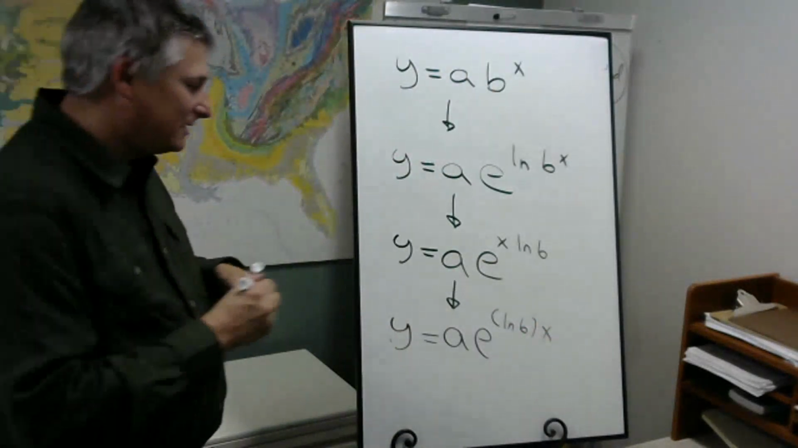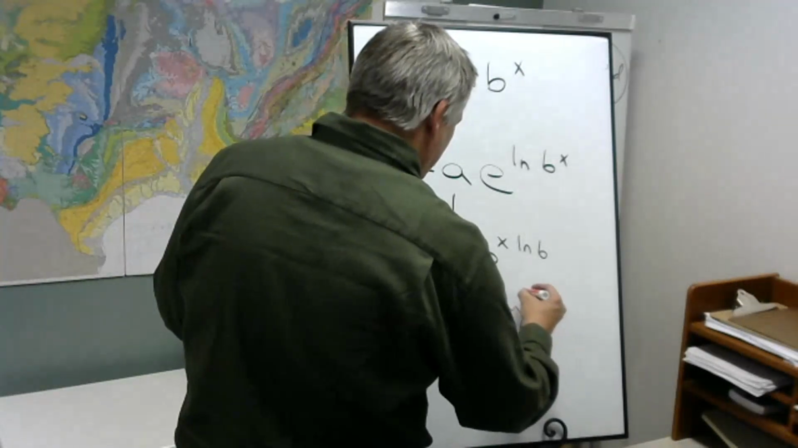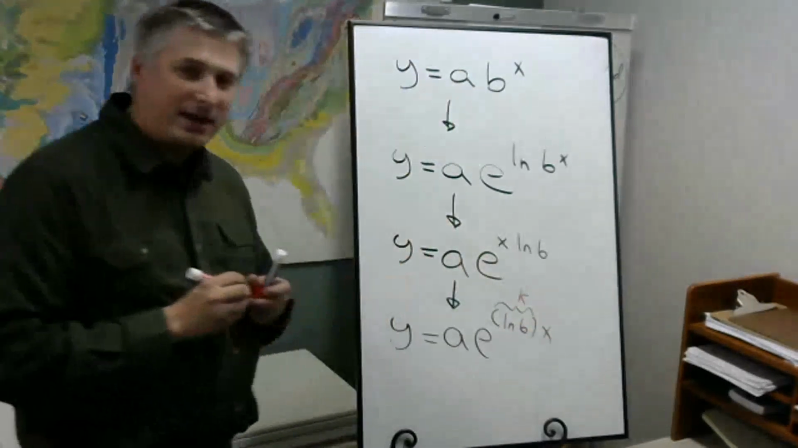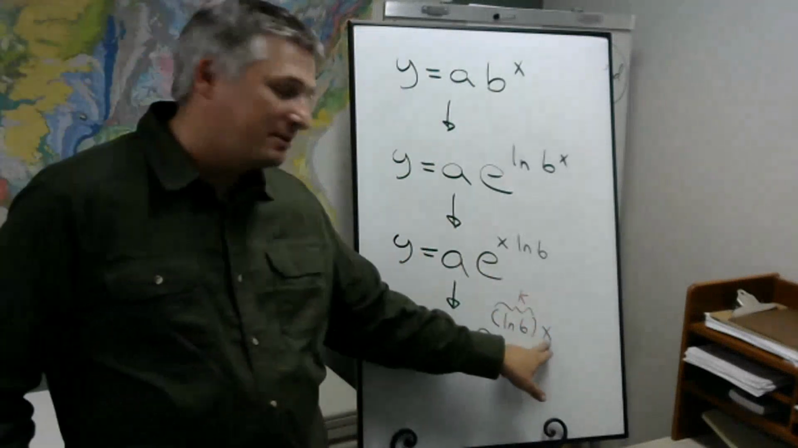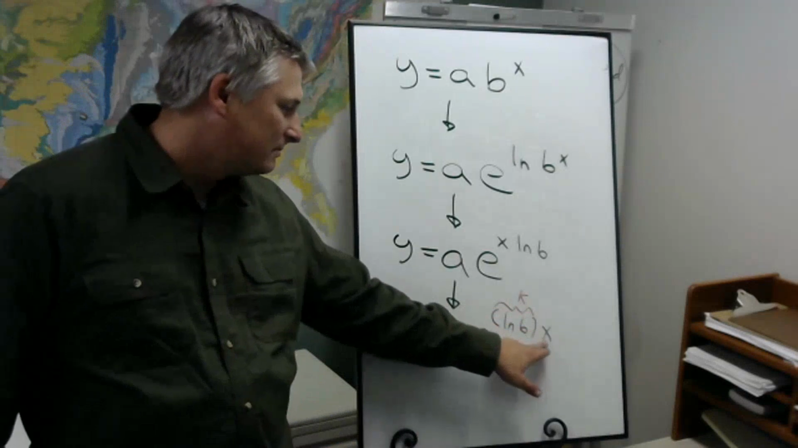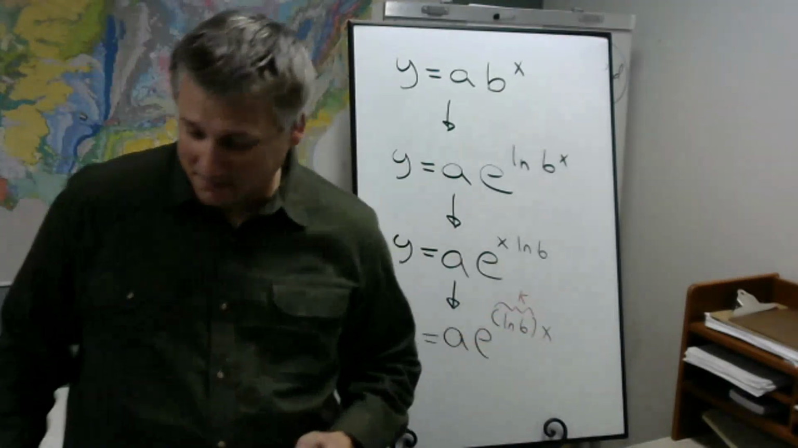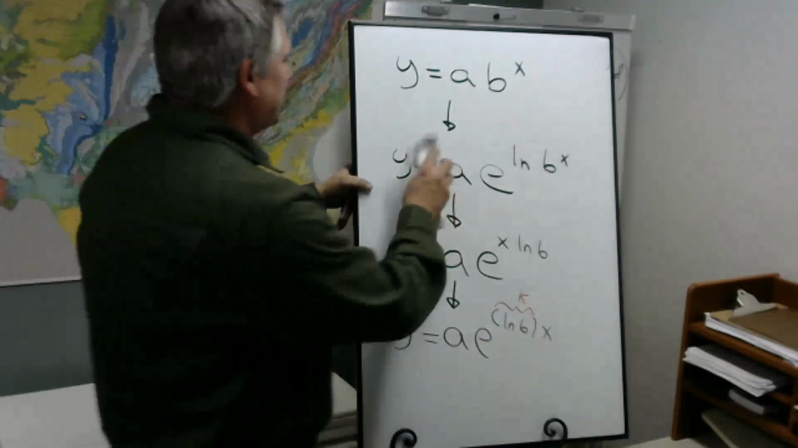And so what we get, natural log of b is going to be our k. Now we could let x be t, and we get a e to the k t. So k becomes natural log of b.